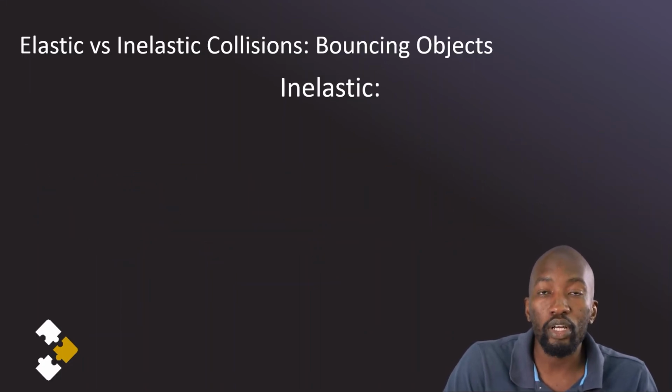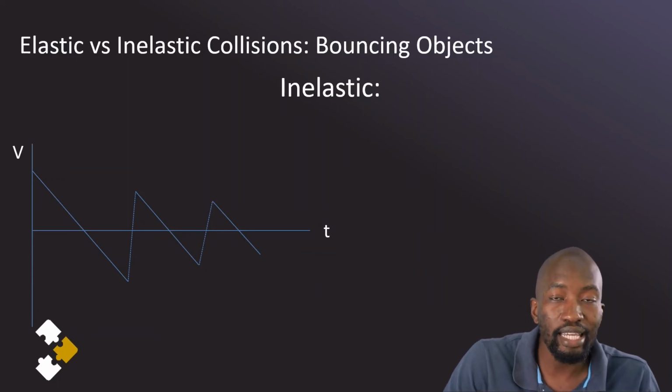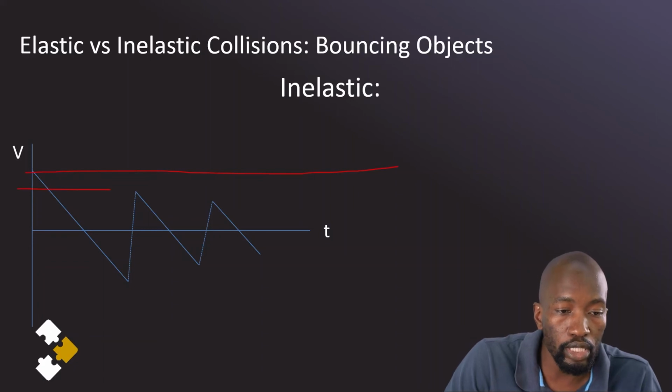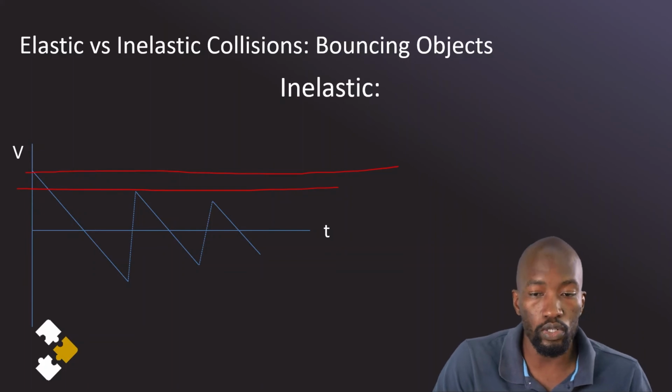Now if the collision is inelastic, this is what you would have. The velocity decreases every single time. If you try to draw a straight line there, you'll see that it actually decreases every single time, because now we are losing some energy. Kinetic energy is not conserved.